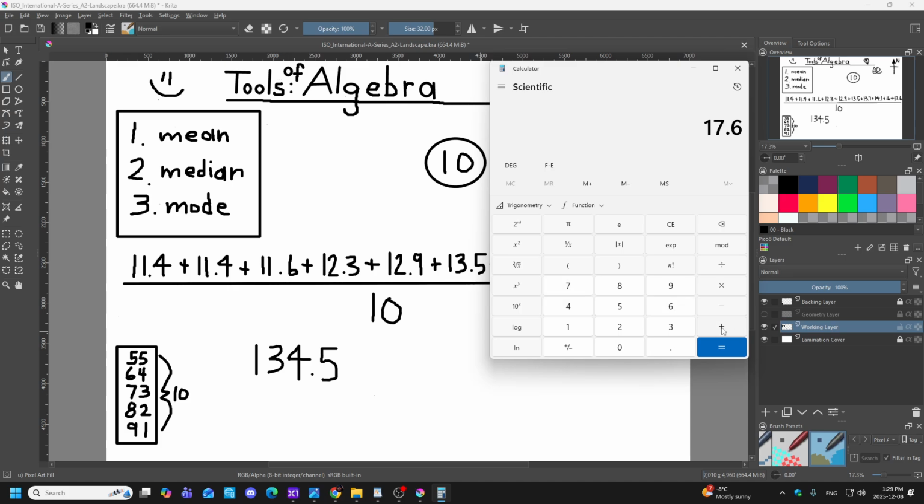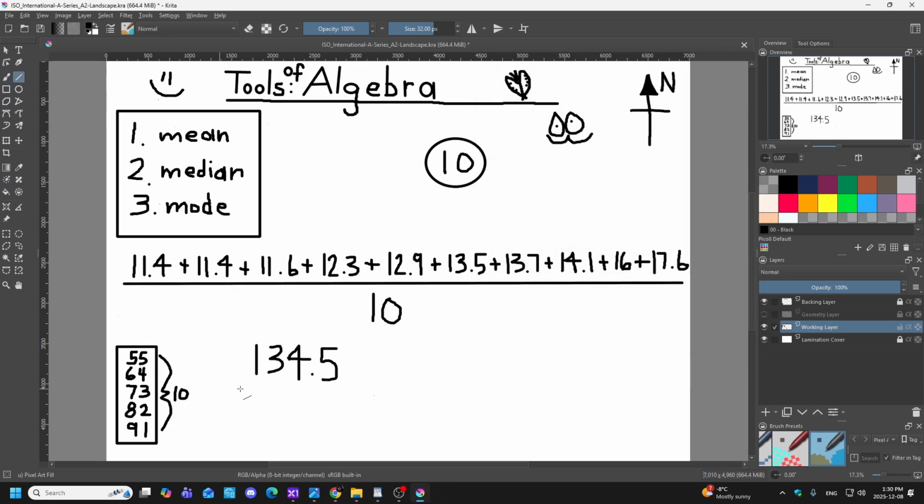Okay, let's do this again. 17.6 plus 16 plus 14.1, 13.7 plus 13.5 plus 12.9. Trying to go through this quickly. And 11.6 and 11.4 twice. 134.5. Okay, good. That's going to be divided by 10.